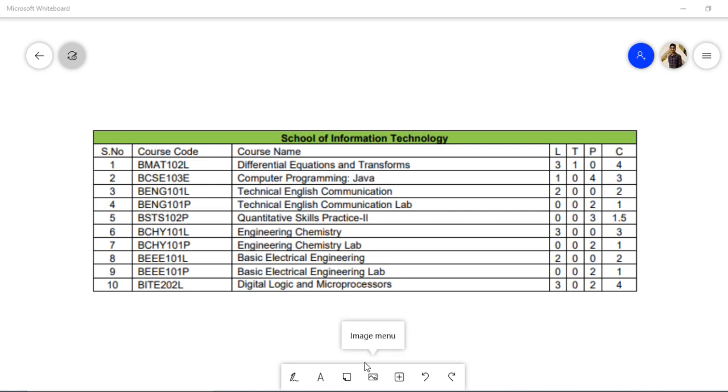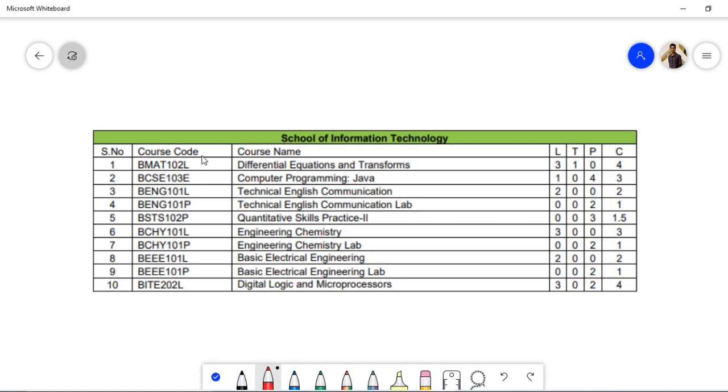So first of all, coming to the subjects. The first subject is differential equations and transforms. It is a 4 credit course. I guess it's a very important subject, and you need to do this subject. Next, programming course, they offer Java. It is a compulsory course we need to do in the semester only. Then technical English, with a lab also, so definitely we need to do.